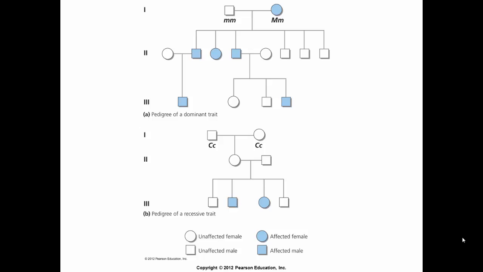The circles represent females. If it's not shaded in, it means they do not display that. They're not affected. The squares represent males. Again, not shaded in, unaffected, but shaded in, possess that trait.